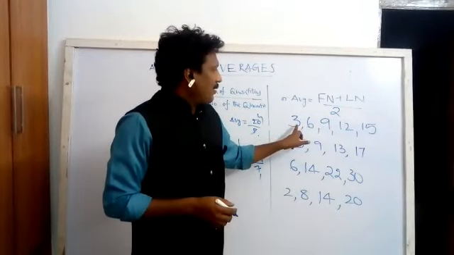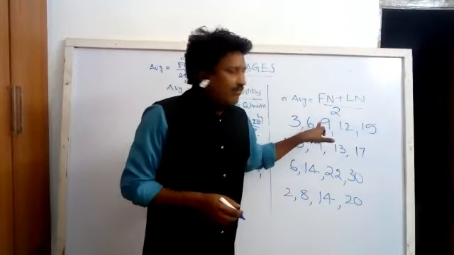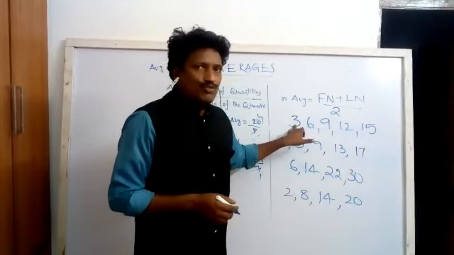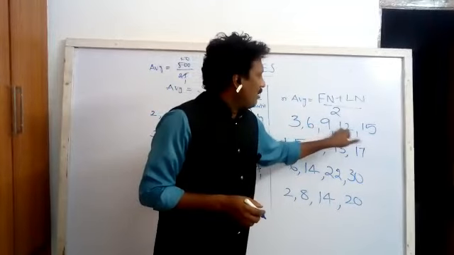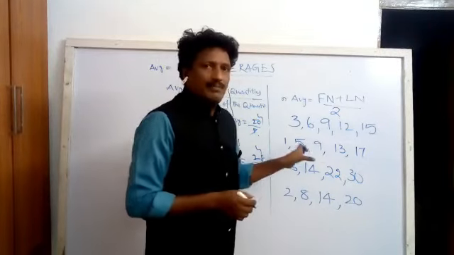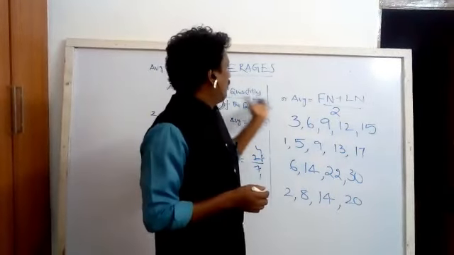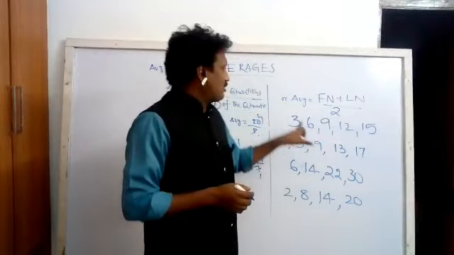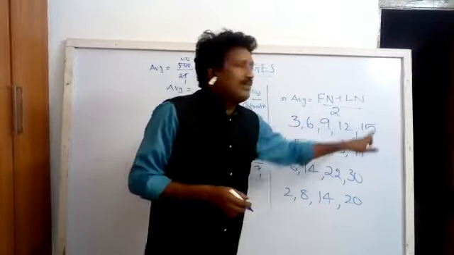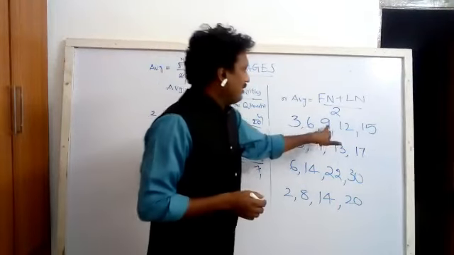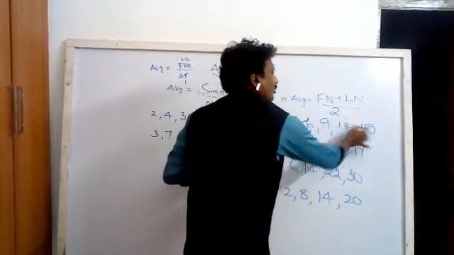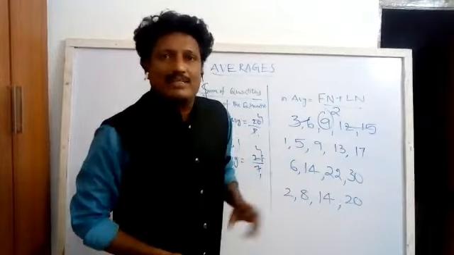Because, see, the common difference is the same for the given numbers: 6, difference 3, 9, difference 3, 12, difference 3, 15. If the common difference is the same for all the given quantities, then there is no need to use that formula. We use first number plus last number by 2. First number is 3, last number is 15, so 3 plus 15 is 18, 18 by 2 is 9. So 9 is the average. Of the 5 quantities, the left side has 2 quantities and the right side has 2 quantities. The middle number is nothing but the average.